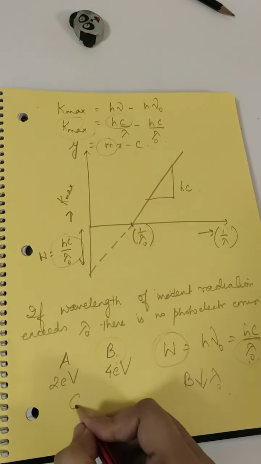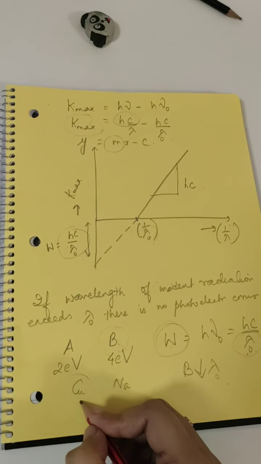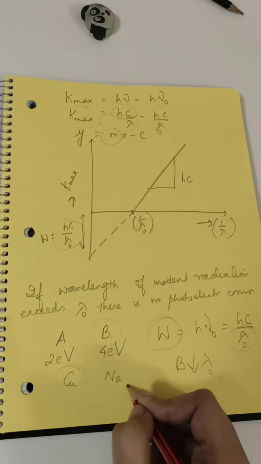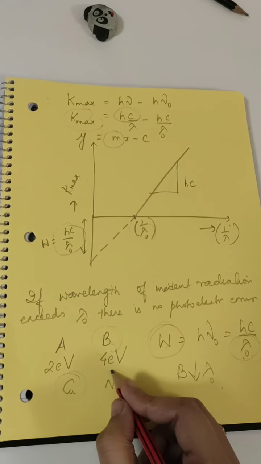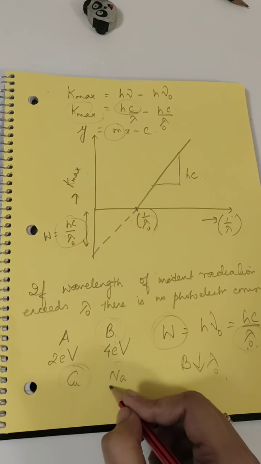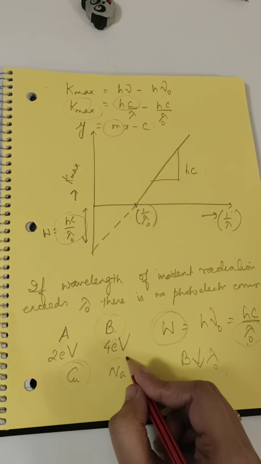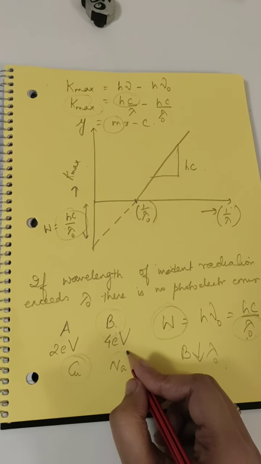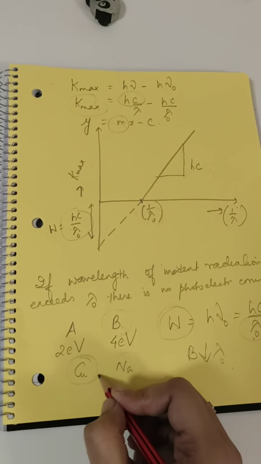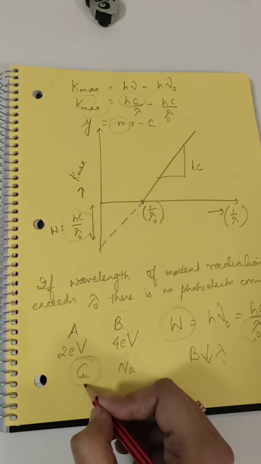Suppose you are having copper and sodium, and it is difficult to emit electrons photoelectrically from copper than from sodium. So which metal has higher work function and higher threshold wavelength? If it is difficult to emit electrons photoelectrically from copper, then copper definitely has a higher work function.